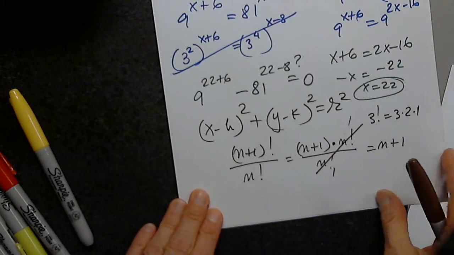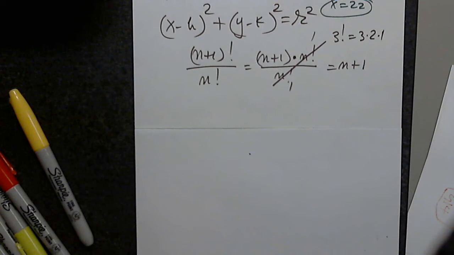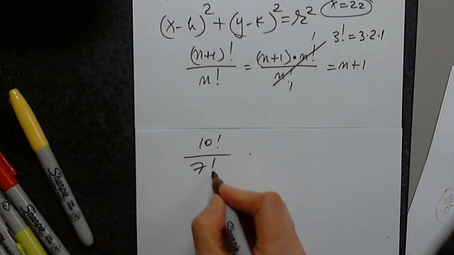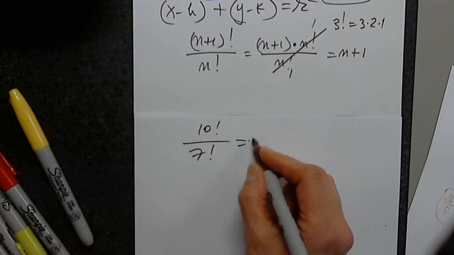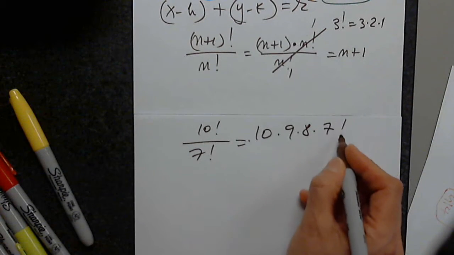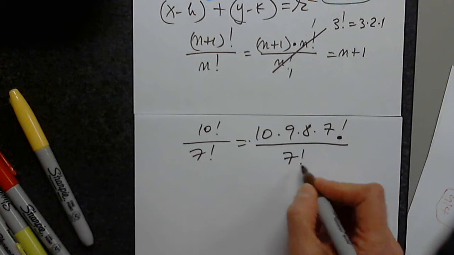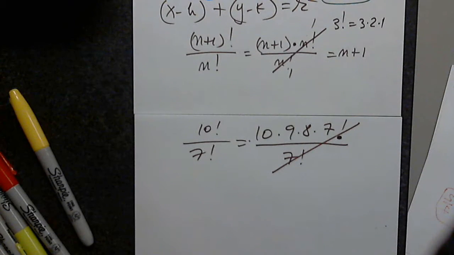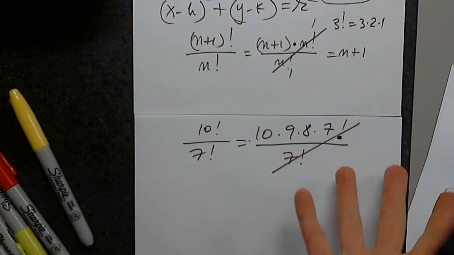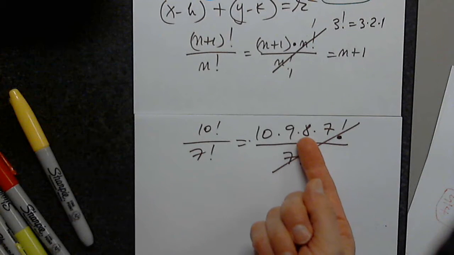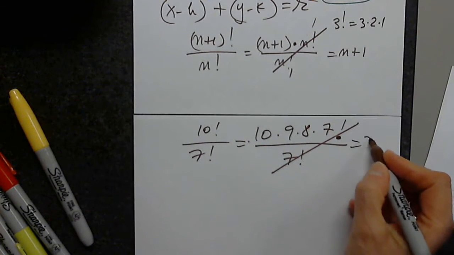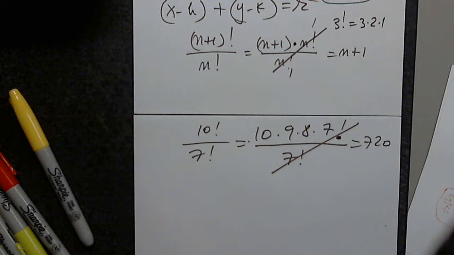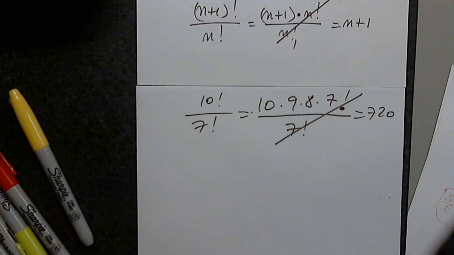So for example, if I have 10 factorial over 7 factorial, I have 10 times 9 times 8 times 7 factorial, and I stop at 7 factorial because I can simplify these two. It's the same concept. Is this better? Yes. So the final form is 72 times 10, 720.